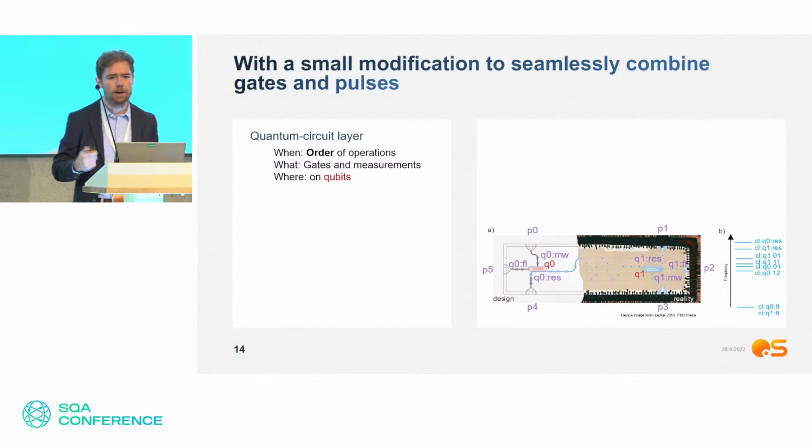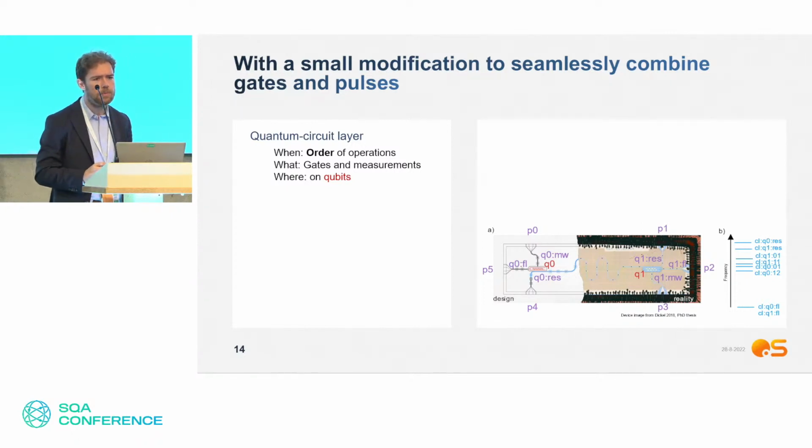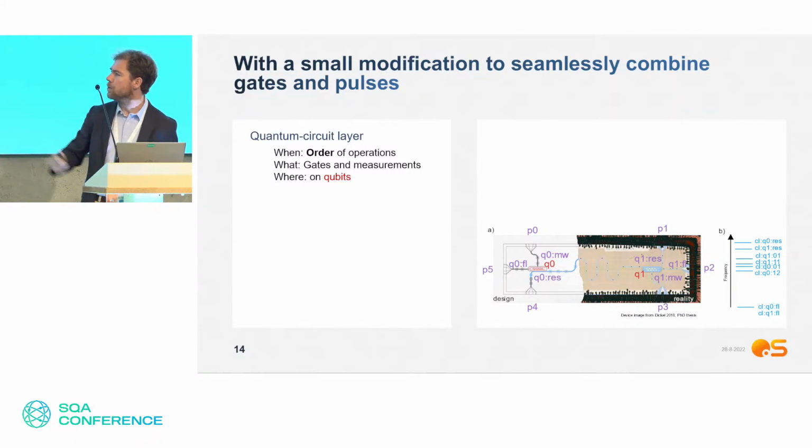So how does it work? How can we make that work? So everyone's familiar with the quantum circuit layer, but I think one thing to realize that the only thing that matters there is the order of the operations. And things we're adding are typically gates, measurement, and action in qubits.